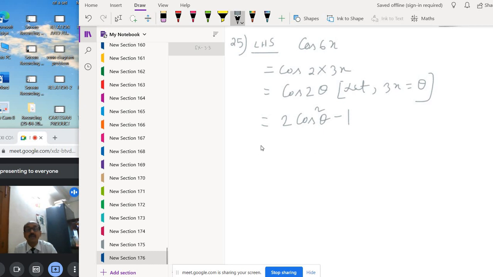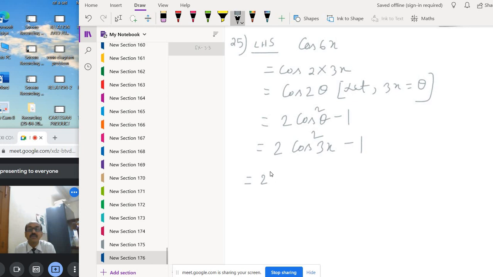Cos 2 theta equal to. Now theta means 3x, so write 3x in place of theta. So 2 cos square 3x minus 1. Now use the cos 3x formula. We know cos 3x means 4 cos cube x minus 3 cos x. That is the cos 3x formula.